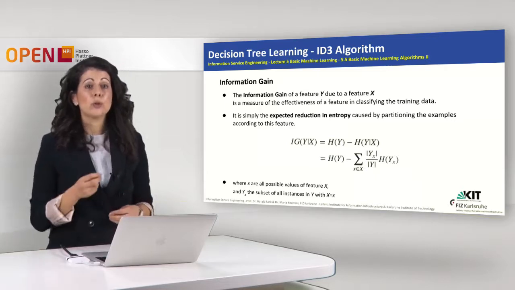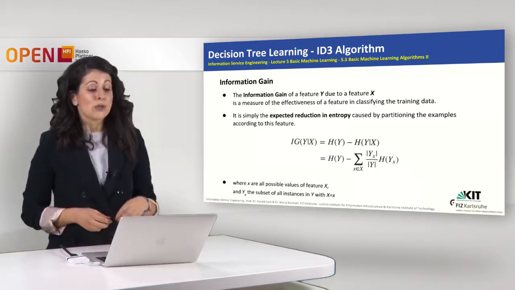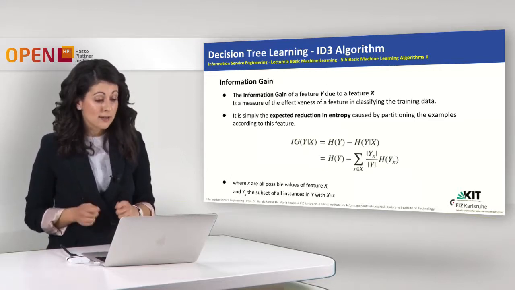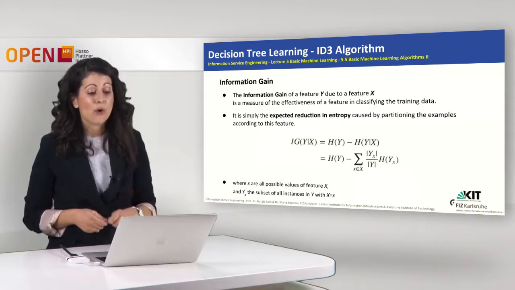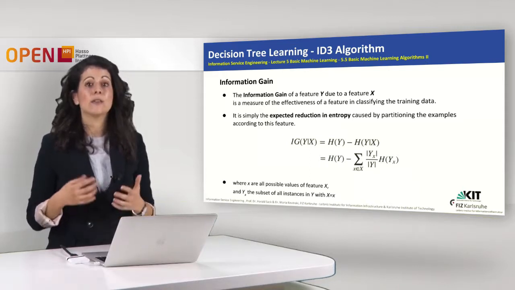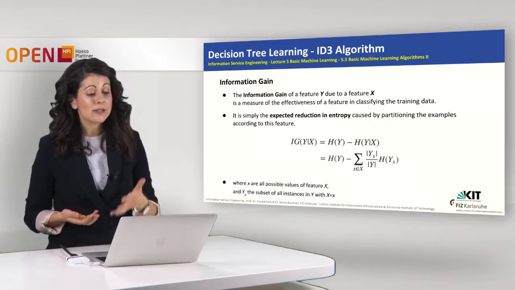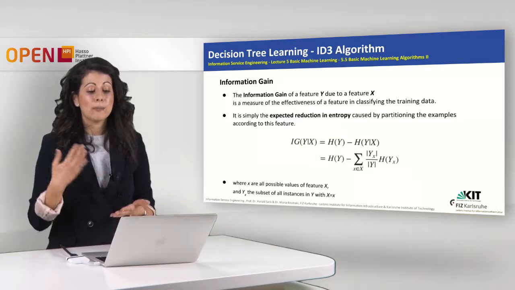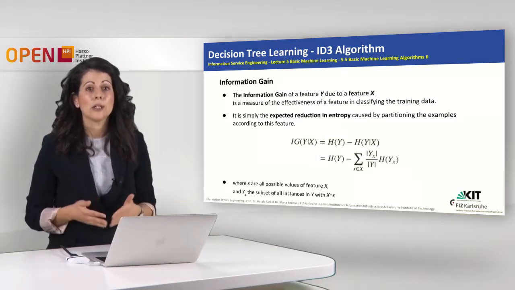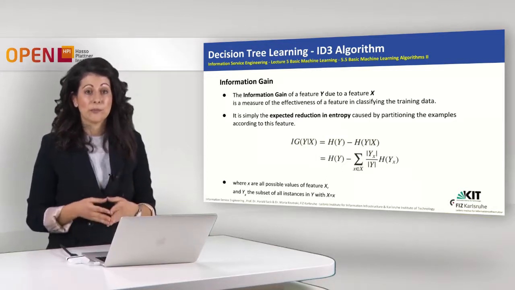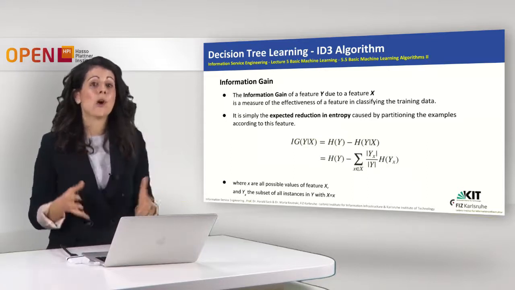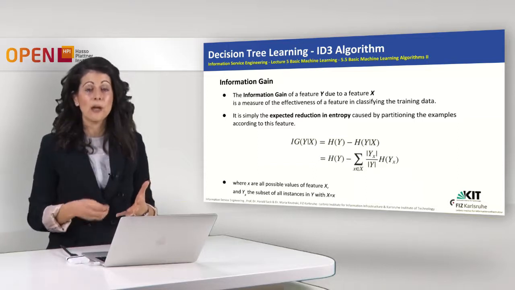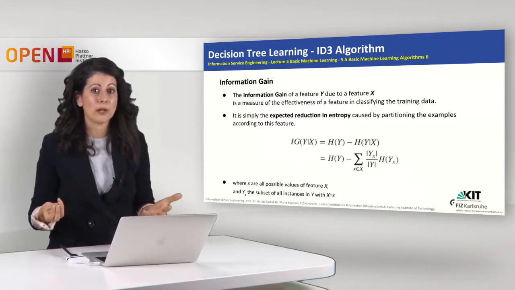And for that, we are going to use the information gain. So the information gain of a feature y due to a feature x is the measure of effectiveness of a feature in classifying the training data. In other words, it's simply the expected reduction in entropy caused by partitioning the examples according to this specific feature. And the idea here is, if we know how to compute the information gain for all these attributes we have, we can do it for all of them and pick the one with the best information gain.